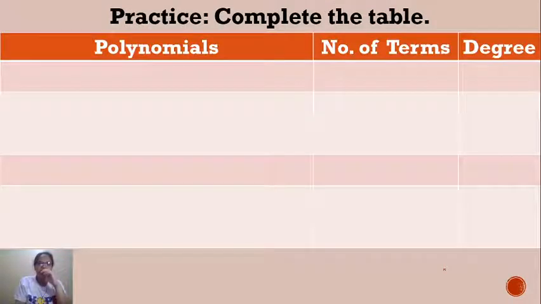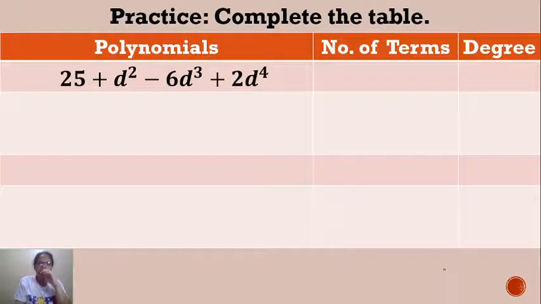Okay, so let's have some practice. Given the following polynomials, let's determine the number of terms and the degree. 25 plus d squared minus 6d cubed plus 2d to the fourth. How many terms are there? If you got 4, that's correct. And the degree? 4 also. So what are the terms here? 25, d squared, negative 6d cubed, and 2d to the fourth. And the degree, that's the highest exponent that you see on d.